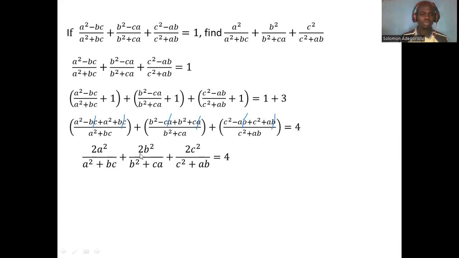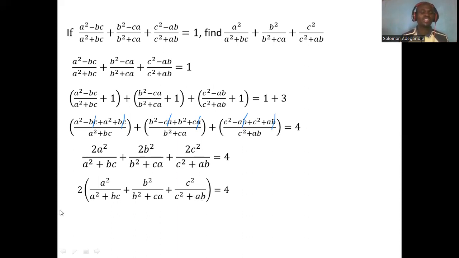We can find the common factor here. We're having 2 here, 2 here, 2 here. That means 2 is common. So we can decide to bring 2 out and put the rest in brackets. So this will take us to 2 into bracket a². If you remove 2 here, we are left with a² over a² + bc plus, if you remove 2 here, we are left with b² over b² + ca. And lastly, if you remove 2 here, we are left with c² over c² + ab.